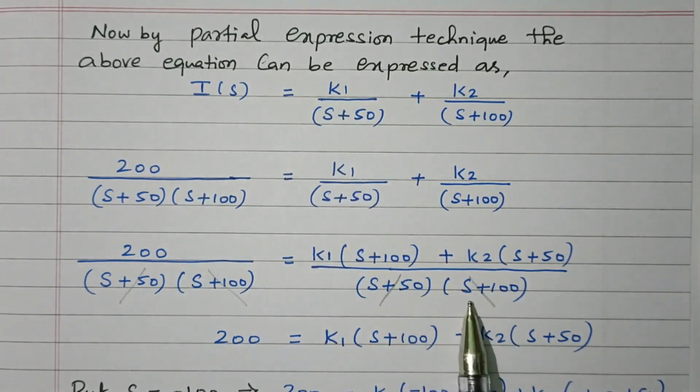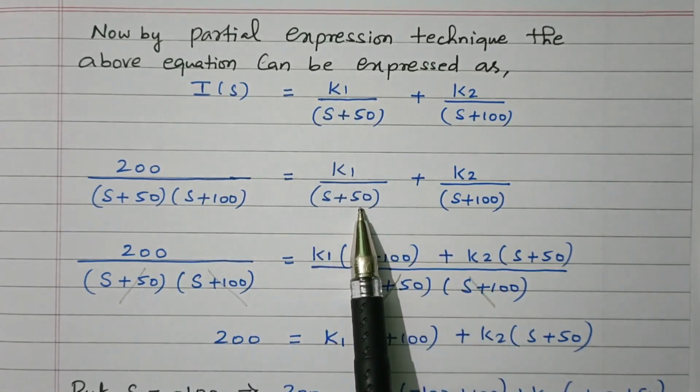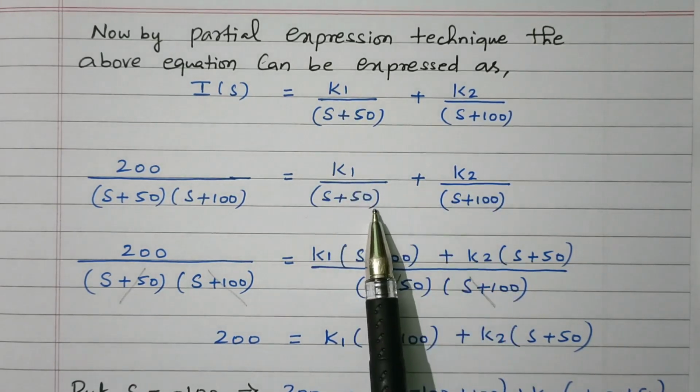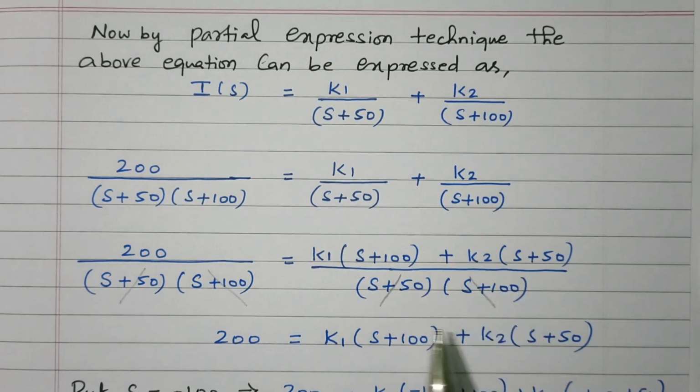We'll take this LCM here. Here only one term is available, so it is multiplied by s plus 100. This term is multiplied by s plus 50. So these two terms available on both the sides got cancelled. So finally what we have: 200 equal to k1 into s plus 100 plus k2 into s plus 50. Now we need to find the value of k1 and k2.